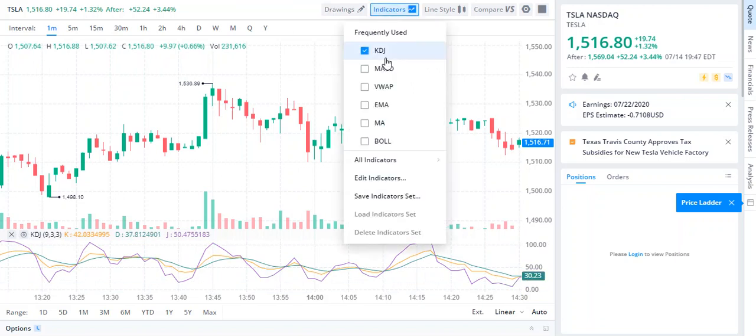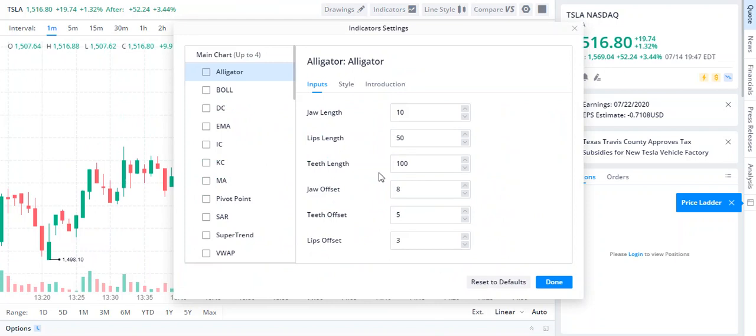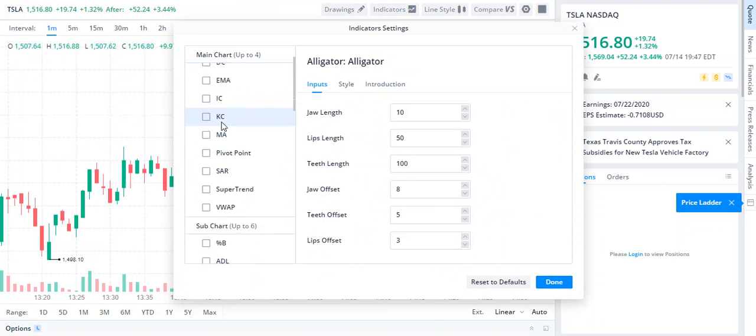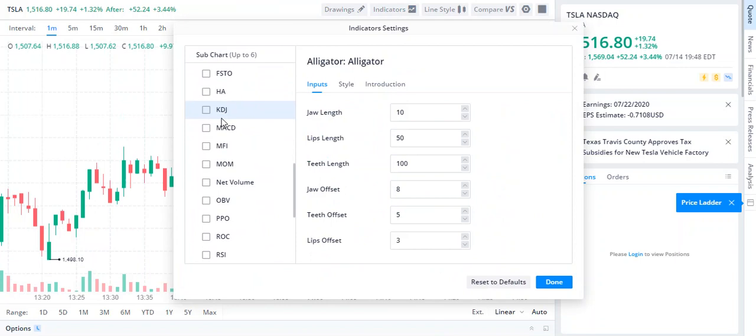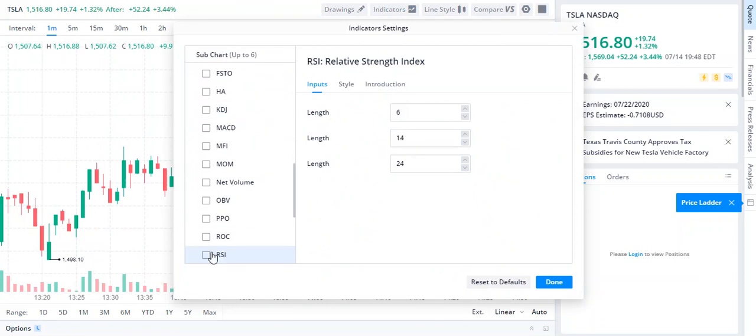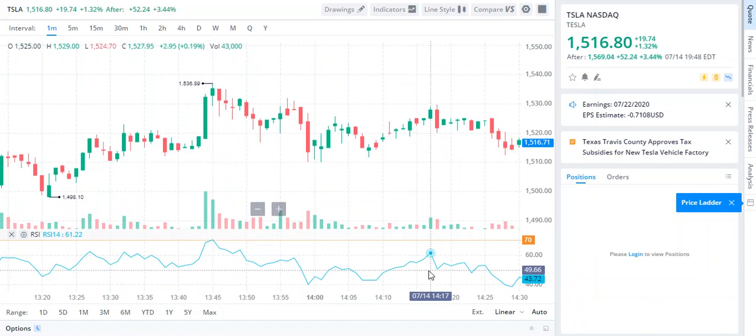Speaking of overbought and oversold, we've got one of the indicators that a lot of people use, which is the RSI. It's right there. Okay, so RSI is your relative strength index, and this tells you if a stock is overbought or oversold. Basically, 0, which it never goes down to, but below 30 would be oversold, and above 70 would be overbought.